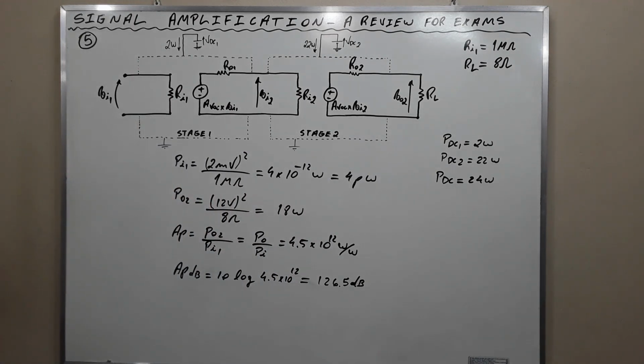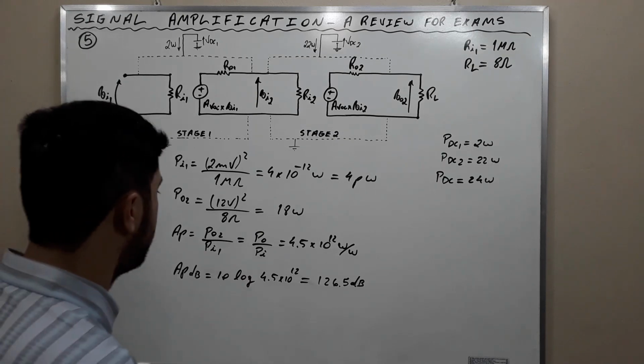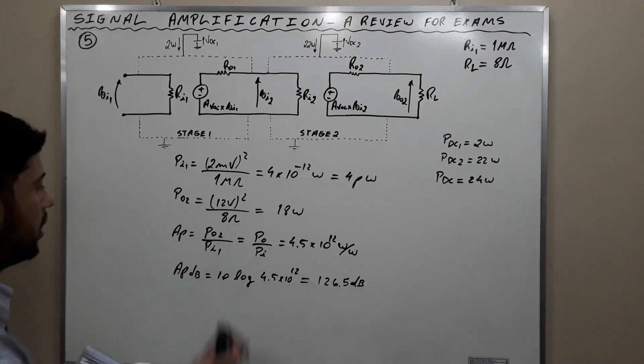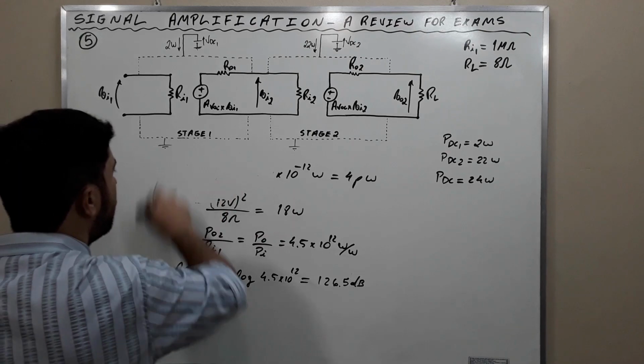All right. We calculated already the power gain. Now the dissipated power. This is the other parameter that the exercise wants us to calculate. Have you guys fully understood how to compute the power gain? Now let's calculate the dissipated power.